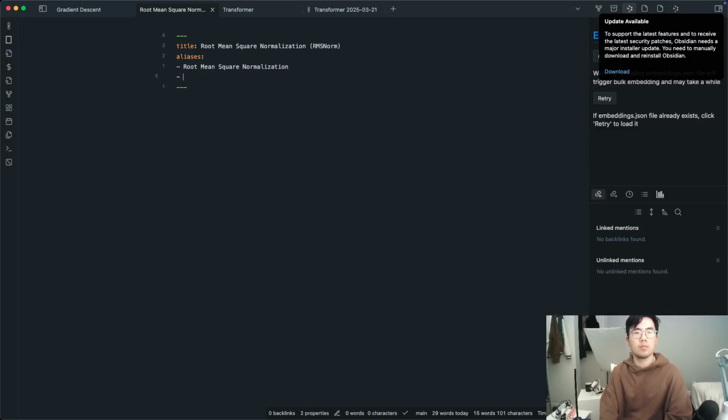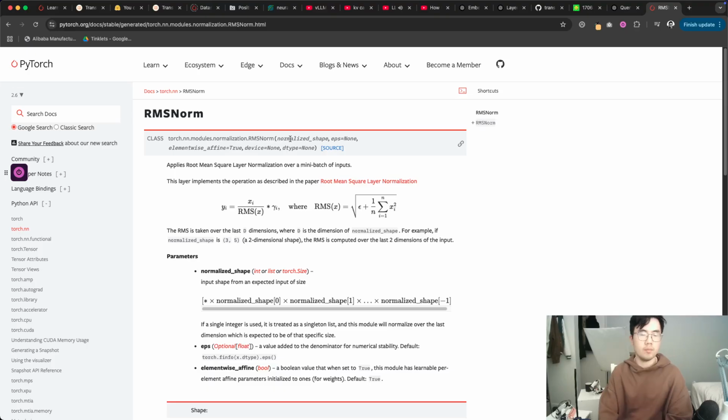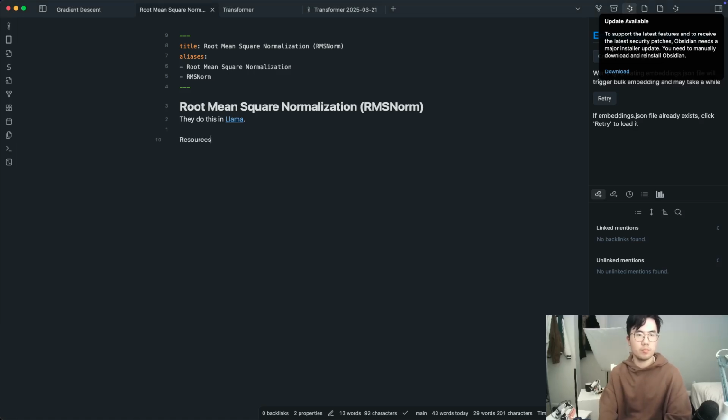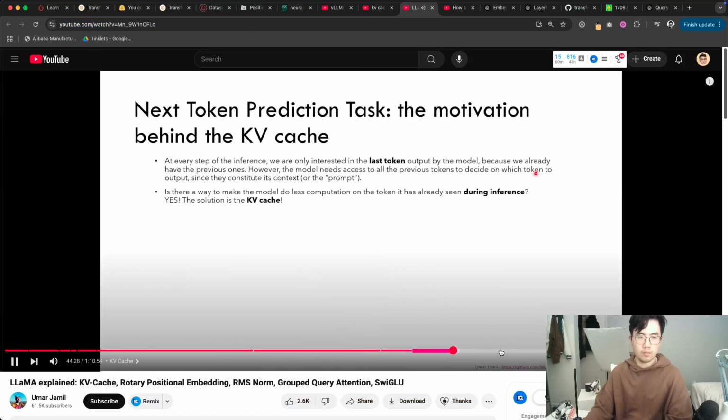So in the inference, we start with time step 1, in which we only give the input SOS, so start of sentence, and the output is "love". Then we take the output token, "love", and we append it to the input, and we give it again to the model, and the model will produce the next token, "that". Then we take the last token output by the model, "that", and we append it again to the input.